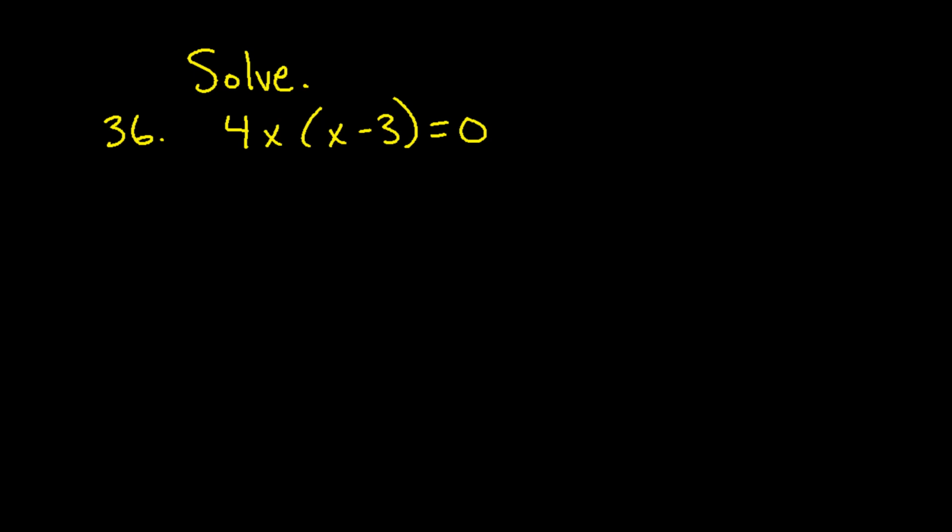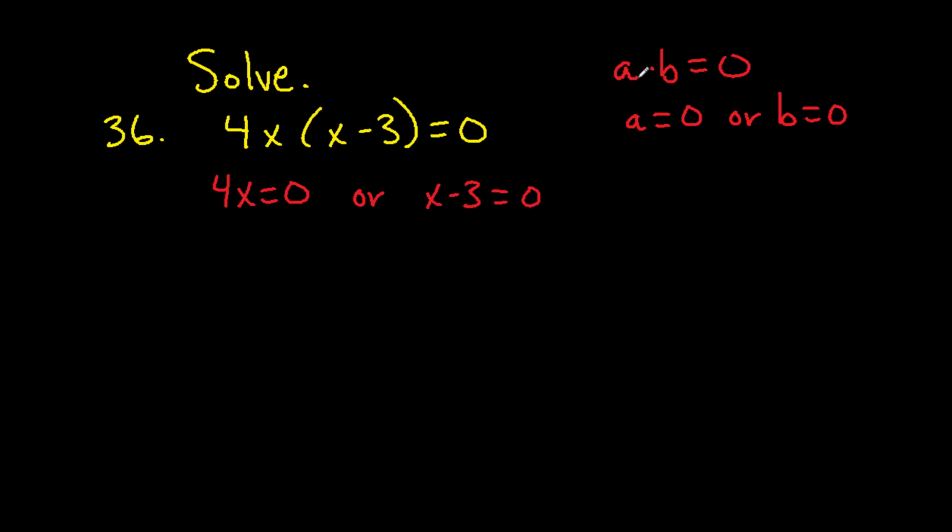This next problem has already been factored, and they just want us to solve for x. Recall that we can use the property that if a times b equals 0, then either a equals 0 or b equals 0. Although this is an or statement, this typically leads to more than one answer. So in our problem, 4x times x minus 3 equals 0. So either 4x equals 0 or x minus 3 equals 0. Dividing both sides by 4, we get our first solution of 0. Adding 3 to both sides, we will get our next solution of x equals 3.